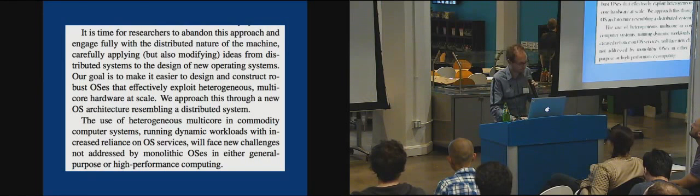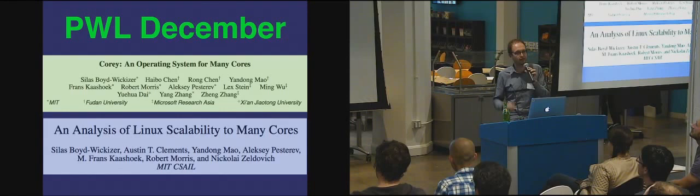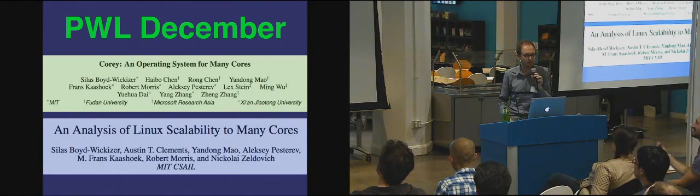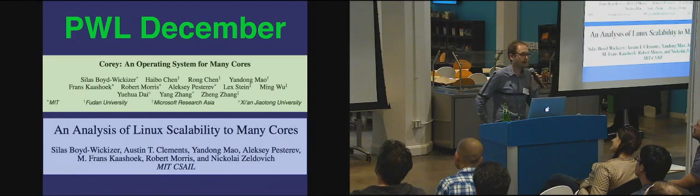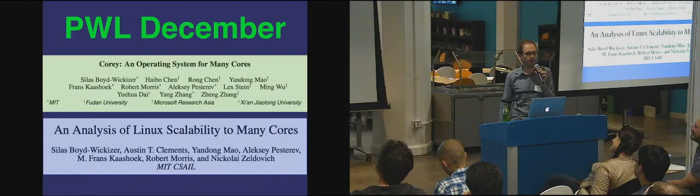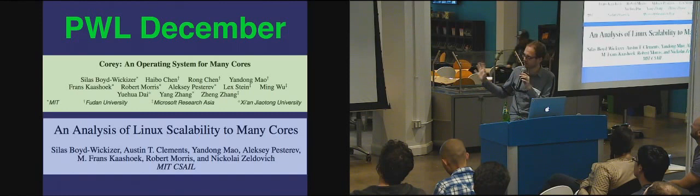So, if you thought this was maybe interesting, if you want to hear a little bit more about operating system scalability, I would invite you to come back in December, because I'll be talking nominally about two papers. One is called Corey, an Operating System for Many Cores, that was published at OSDI in 2008, as well as another one coming at it from the other angle, an analysis of Linux scalability to many cores, published by some of the same people. I think this will be interesting.